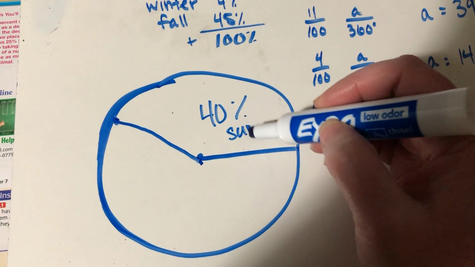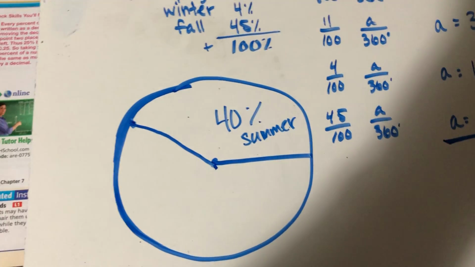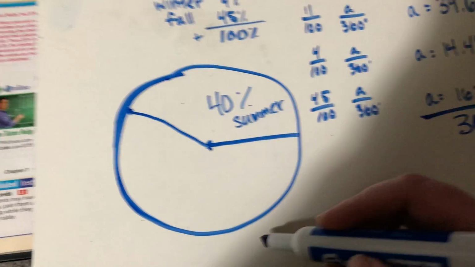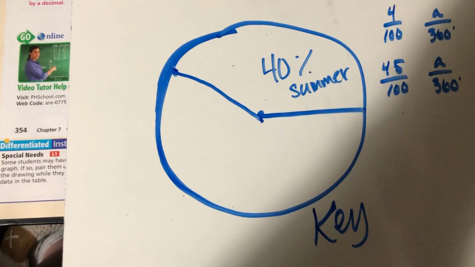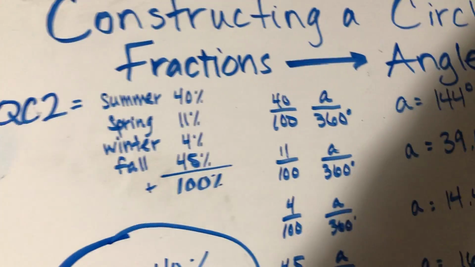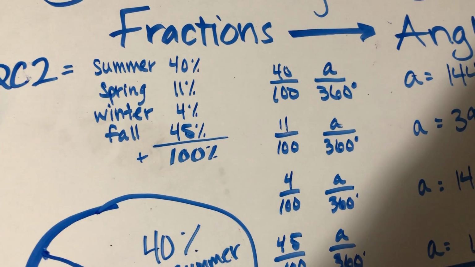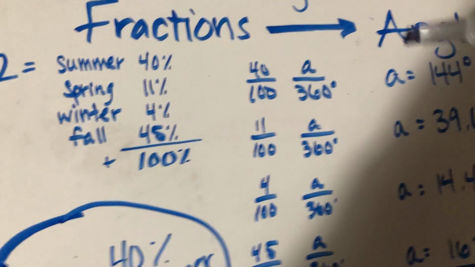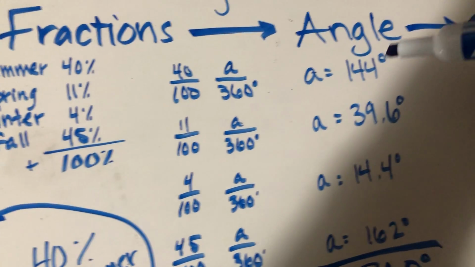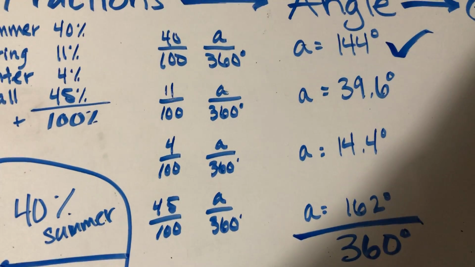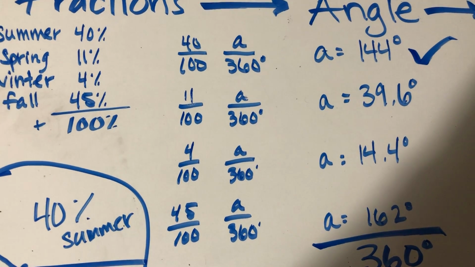And then I have to label everything, or I can color code it. But if you color code it, you need to have a key. So when you find this math part, you're always going to use 360 because there are 360 degrees in a circle. What you're left with is A for angle, because this is how you're going to determine how to make the perfect circle graph. So this is going to be, I think, kind of fun.